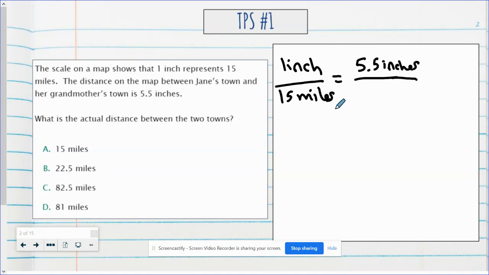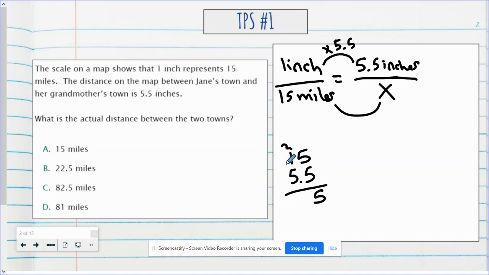What is the actual distance between the two towns? So we need to find our new bottom. What I see here is that I'm going from 1 inch to 5.5 inches. Do not let the decimal fool you. We need to multiply by 5.5, just like if we were going from 1 to 5, we would multiply by 5. Just because there's a decimal does not mean the process changes. So now 15 miles times 5.5.